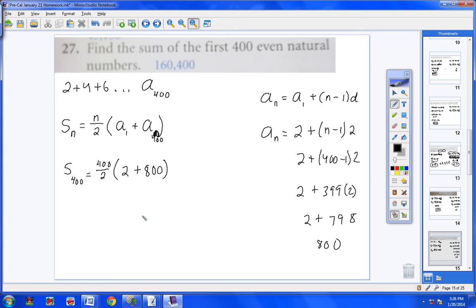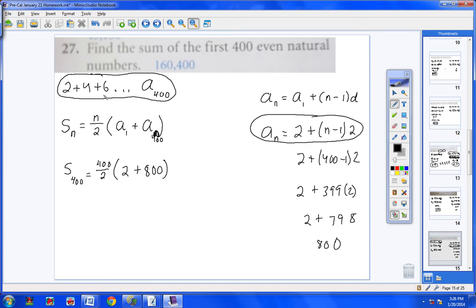All right, so here we go. Everybody see how I did it? I found the nth term, and then once I knew the nth term, I put 400 in for n to find the 400th term. Now I know what the first term is, I know what the 400th term is, and now I can use this formula. By the way, why can I do all of this? Because I have an arithmetic sequence. If it was not an arithmetic sequence, you could not use these two formulas.